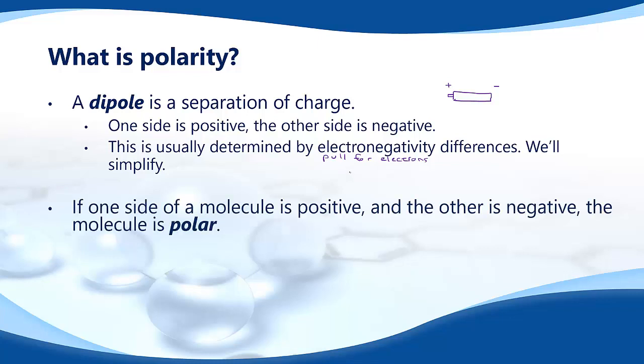Molecules work the same way that these objects do. Right, so a molecule is polar if one side of the molecule has a positive charge and the other side of the molecule has a negative charge.